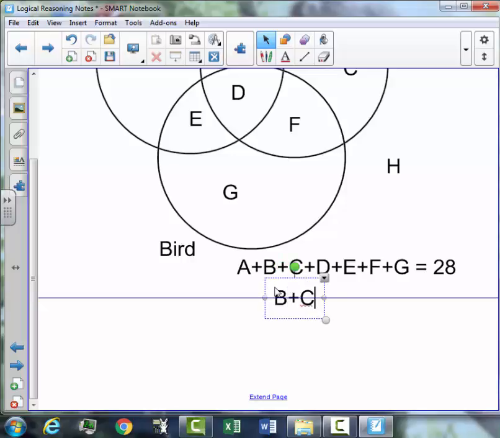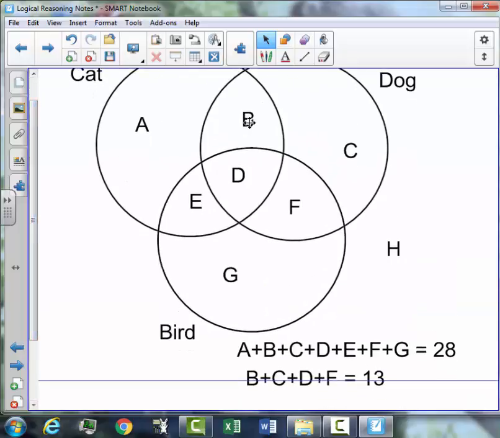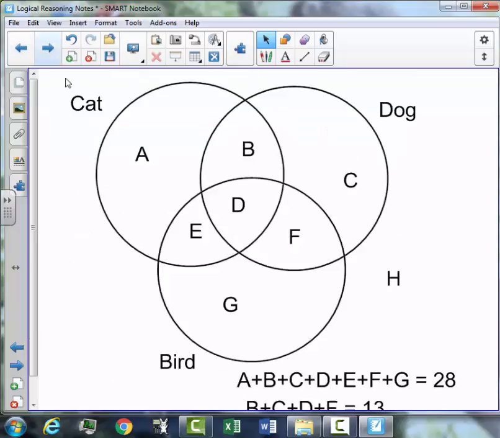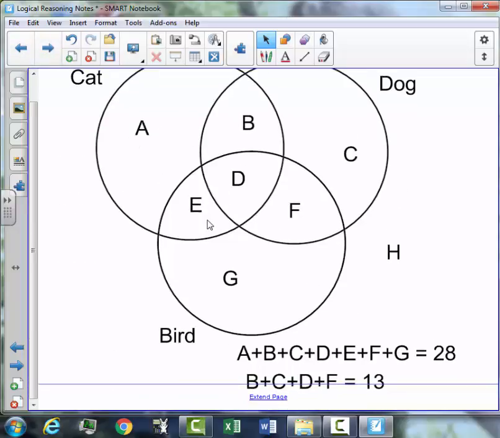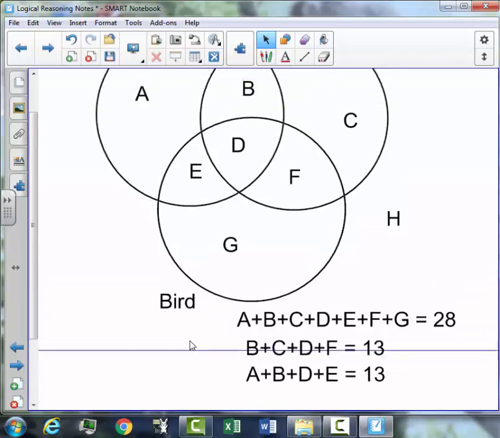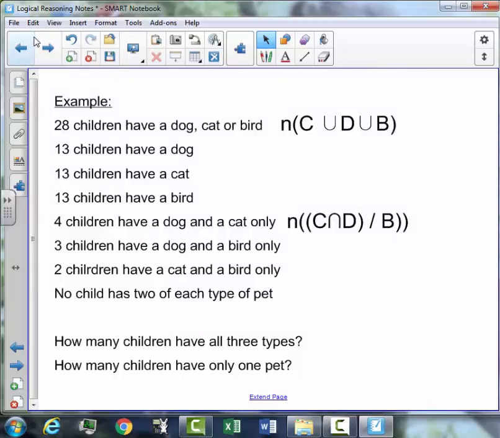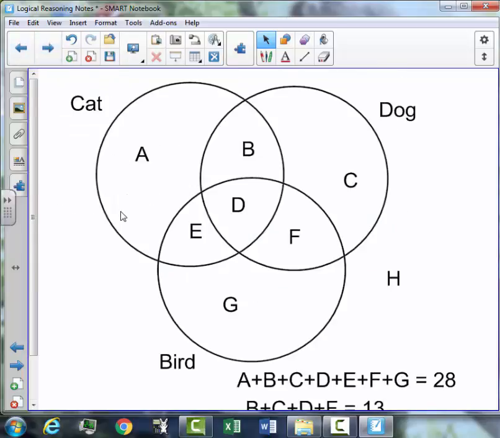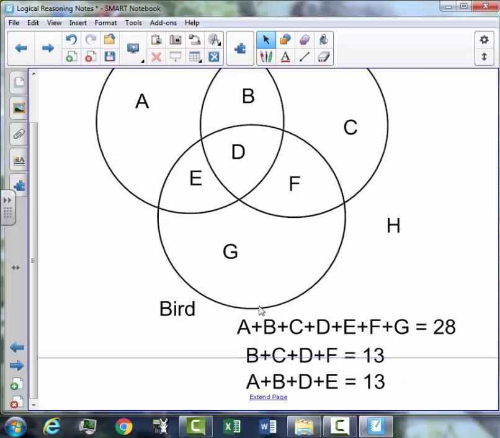B plus C plus D plus F equals 13 people. That was the statement: they have a dog. This person has a dog, this person has a dog, this one has a dog, this one has a dog. 13 have a cat. All right, so that's A, B, D, and E have a cat. We also need to have bird. So if you have a bird, bird is going to be D, E, F, and G.